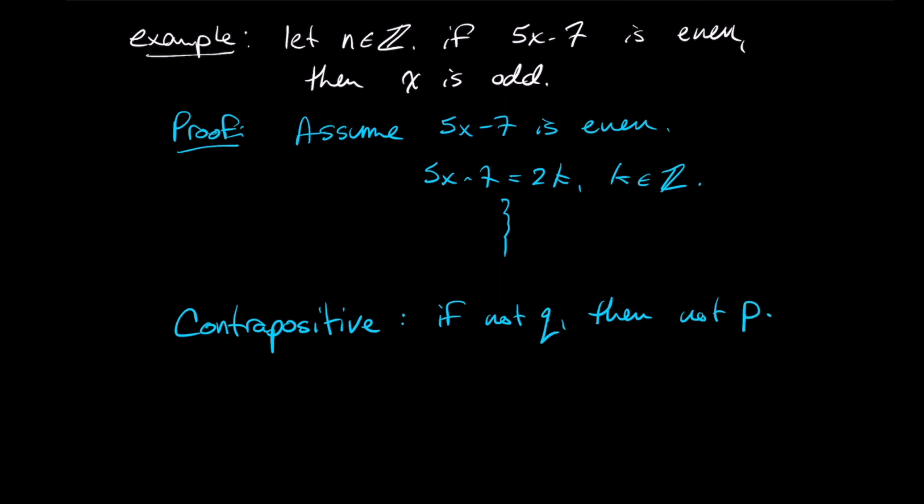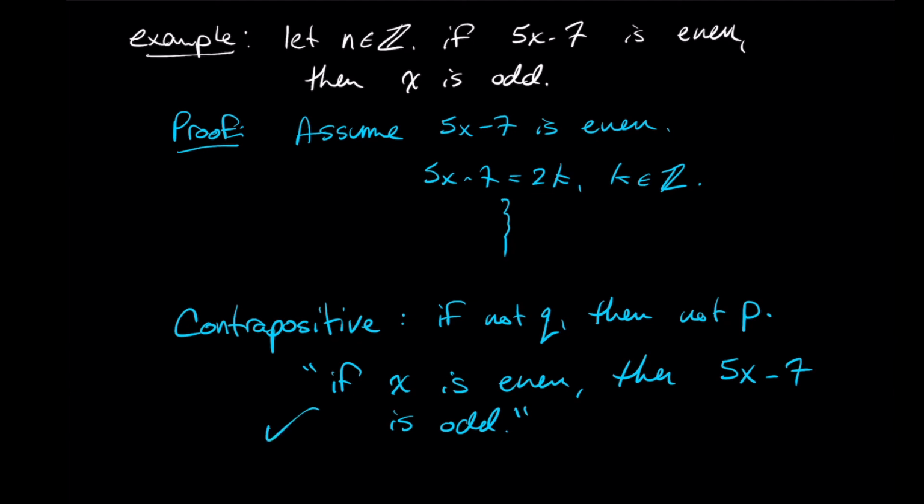Remember, the contrapositive is logically equivalent to the conditional statement. And it says if not Q, then not P. So if we rewrite our original statement, if x is even, then 5x minus 7 is odd. It virtually becomes the last problem that we just did. And I'll let you complete that proof, but as soon as we prove this statement right here, and this is true, that implies that this statement right here is also true. So we can use a direct proof on the contrapositive if we can't do a normal direct proof.